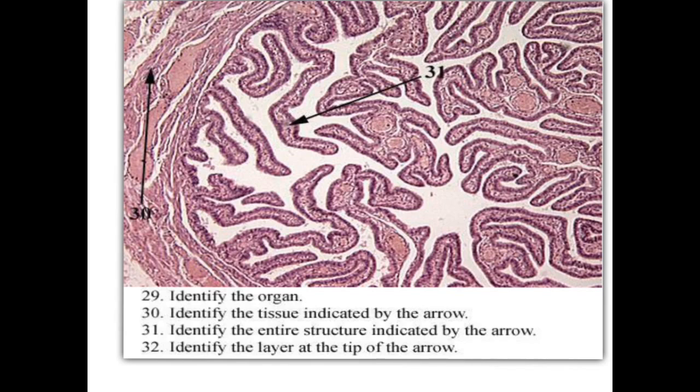Number 1, identify the organ: fallopian tube. Number 2, identify the tissue indicated by the arrow. This is the smooth muscle of the muscularis. Number 3, identify the entire structure by the arrow: mucosal fold. Number 4, identify the layer at the tip of the arrow. This is the lamina propria, or the connective tissue core.